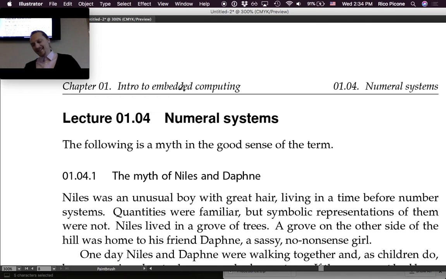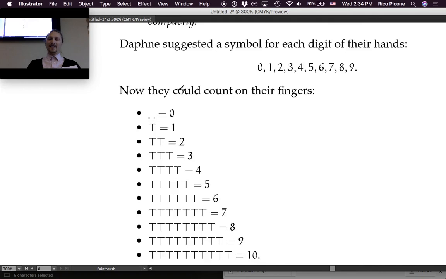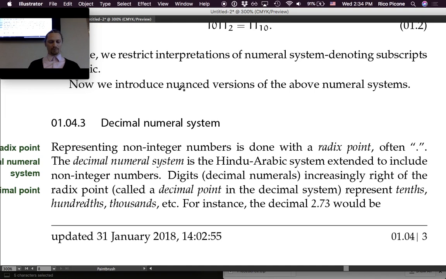Okay, good. So this is where we are, decimal numeral system 143. Representing non-integer numbers is done with a radix point, often a dot like that, what we've called the decimal point, or the period. The decimal numeral system is the Hindu-Arabic system extended to include non-integer numbers. Digits, which are just short for decimal numerals, increasingly right of the radix point, called a decimal point in the decimal system, represent tenths, hundredths, thousandths, etc.